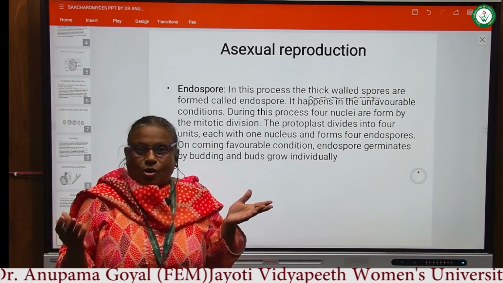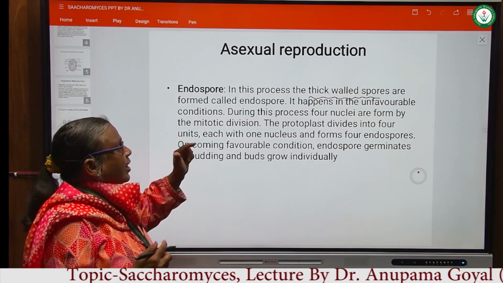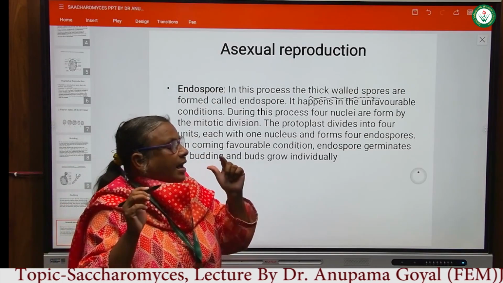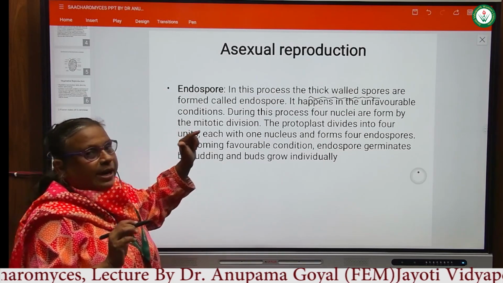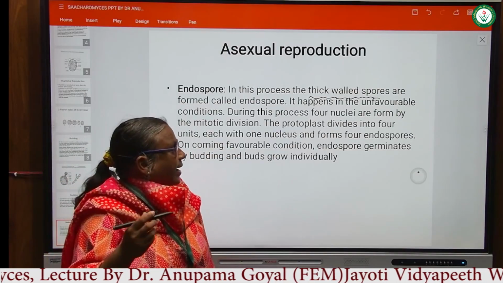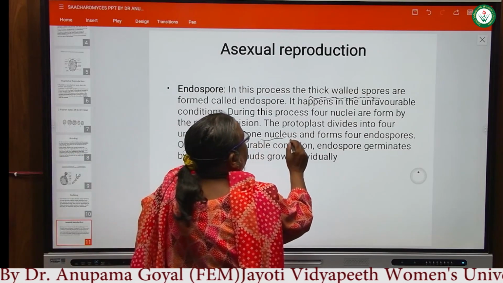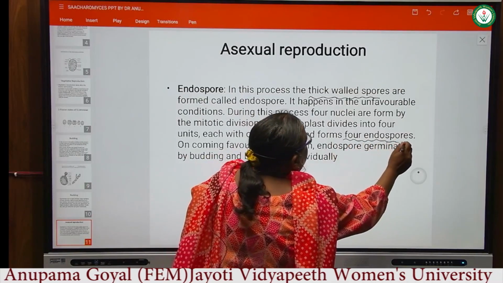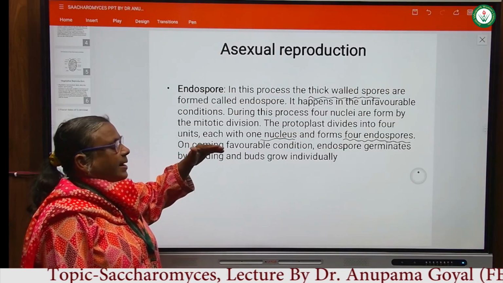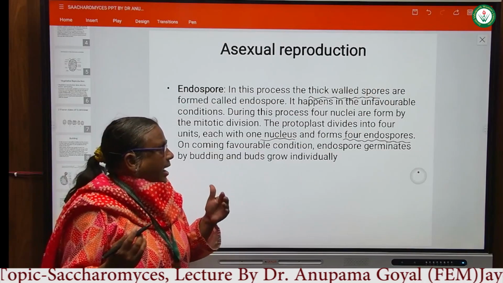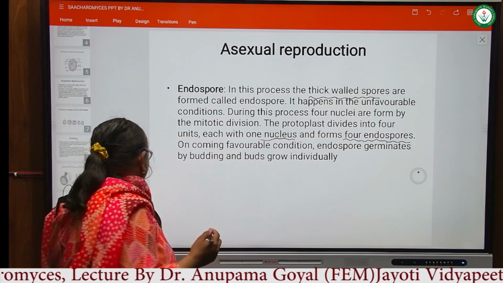The formation of the endospores takes place when the conditions are unfavorable, and during this process four nuclei are formed by mitotic division. The protoplast divides into four units, each with one nucleus, and so it forms four endospores. When the favorable conditions arrive, the endospores germinate by budding and the buds grow individually.